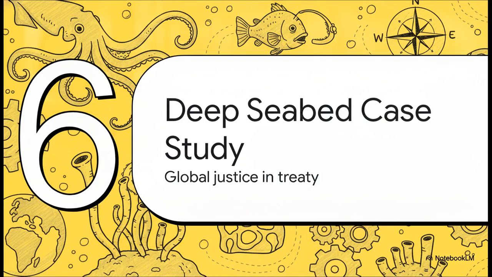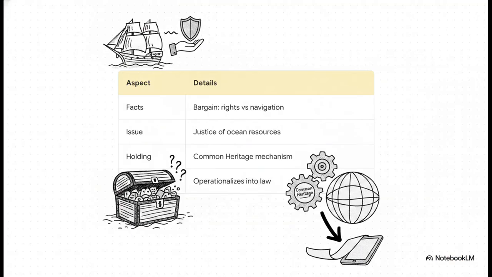And finally, Part 6, Operationalizing Justice, Deep Seabed. Let's look at a complete case study. The UN Convention on the Law of the Sea, or UNCLOS, is our master case study for seeing global justice turned into treaty machinery. Here are the facts. It revolves around a grand bargain, where maritime powers traded their navigation freedoms in exchange for coastal states getting expanded territorial rights. The legal issue here was distributive justice.